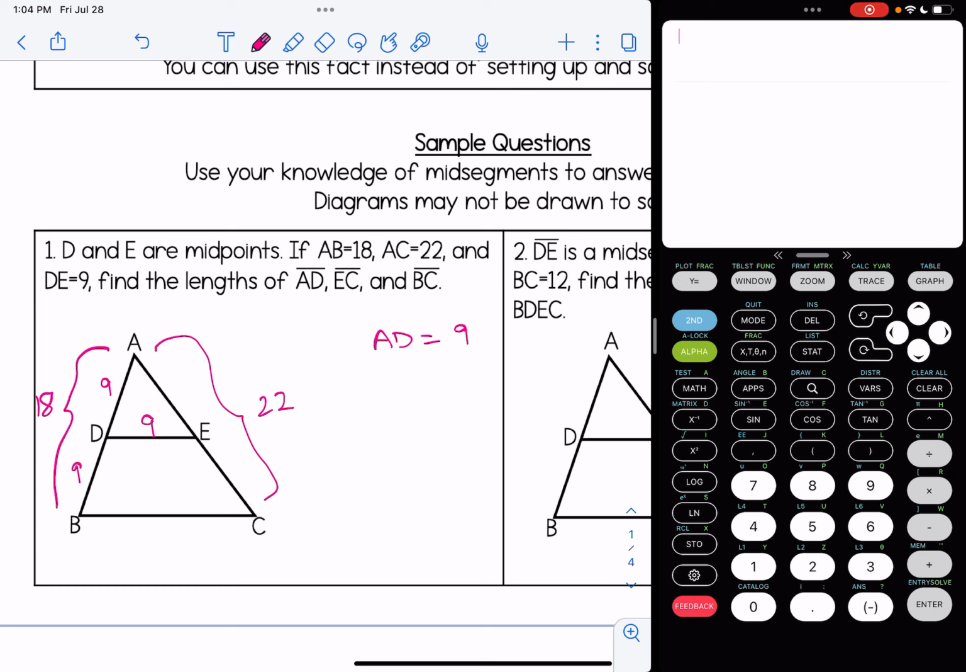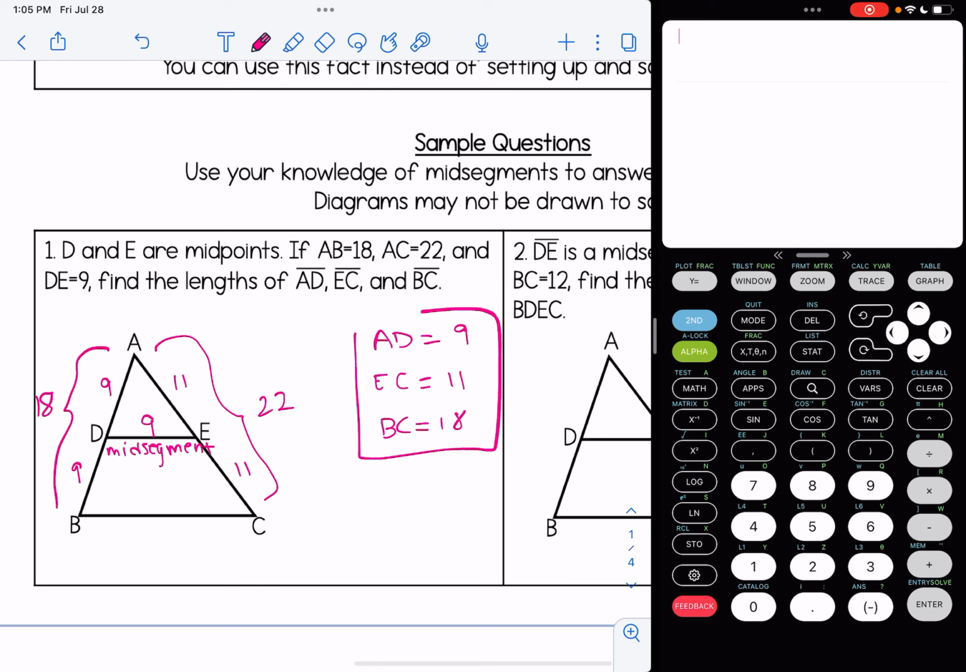Then we need to find EC. Well, over on the right-hand side of this triangle, it's 22, but E is a midpoint, so it's split 11 and 11, so EC is 11. Finally, BC. So keep in mind that DE is our midsegment in this problem. So that means it's half the length of the side that it's parallel to. So it is parallel to BC. So that means that it is half of BC. That means BC is going to end up being 18. And those are our 3 answers for number 1.